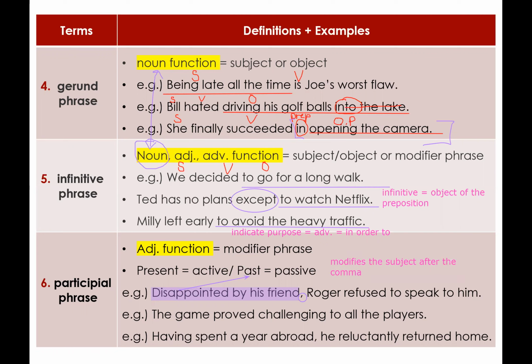The second example, the game proved challenging to all the players. So verb-ing, we know that this is a present participle because it's the game that is challenging, right? And we are modifying the game. And our last example sentence, having spent a year abroad. This is again at the beginning of the sentence. So you can see that there is a comma, right? And it is modifying the subject after the comma, which is he. And remember that having spent is a present participle, right? Because having -ing, and it is the same as after spending. Okay?